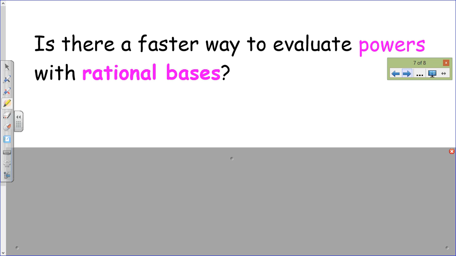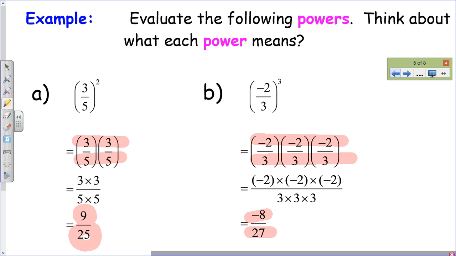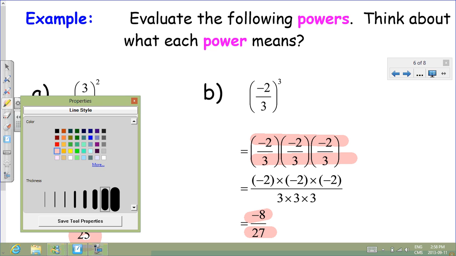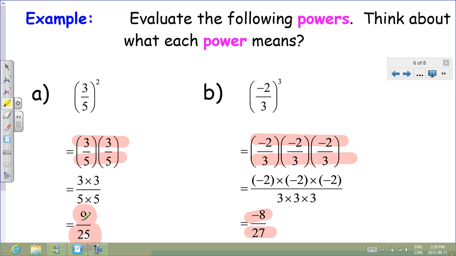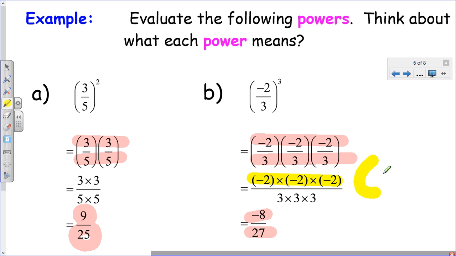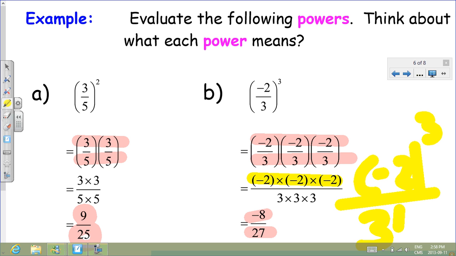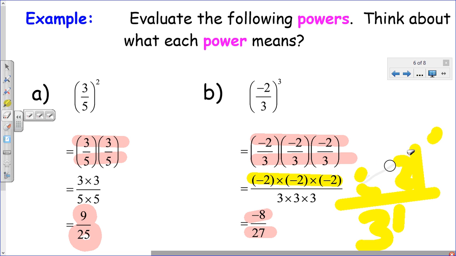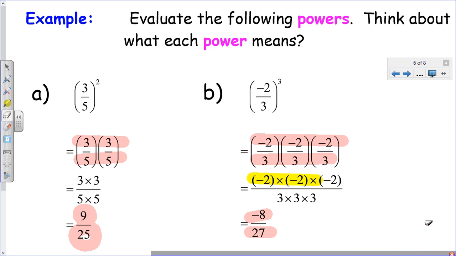Is there a faster way to evaluate powers with rational bases? Absolutely. I could just evaluate the numerators, because you can see, I'm going to change colors here for a minute. If I look here, I could just write that top number as negative 2 cubed. And the bottom number, because it's 3 times 3 times 3, I could have written as 3 cubed. So I could have written the numerator as a power and written the denominator as a power.